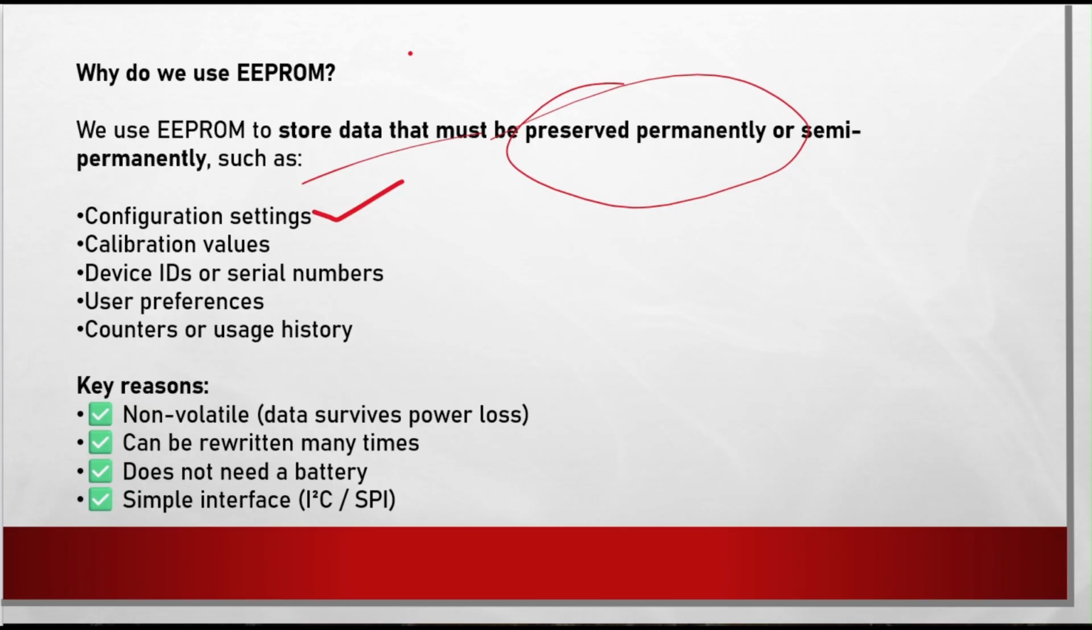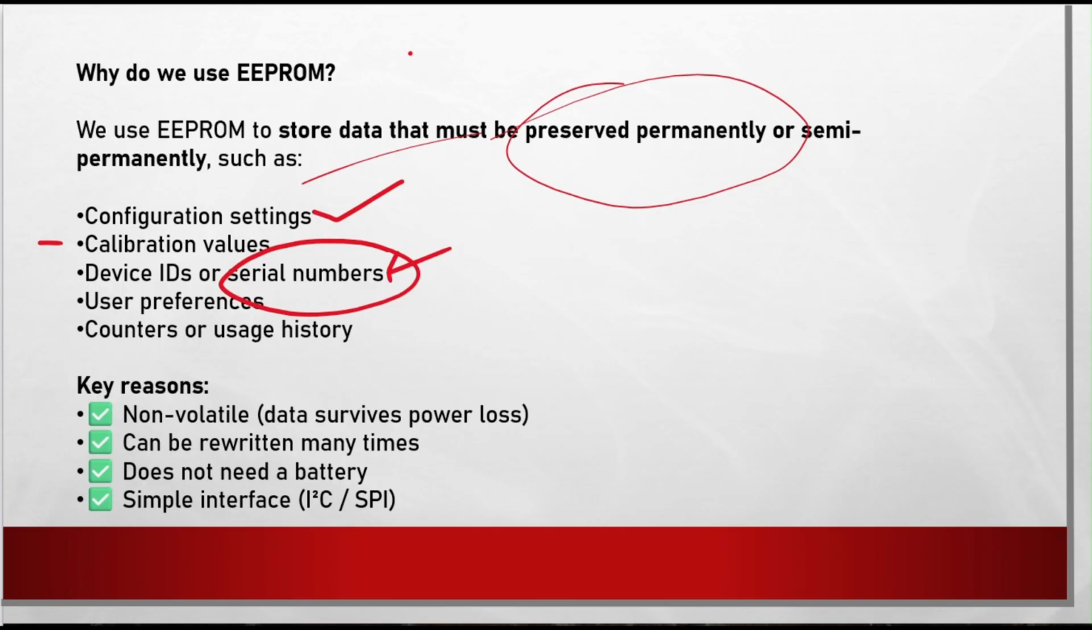in the EEPROM. When the program restarts, the MCU reads that data from the EEPROM and starts working on the basis of it. Also device ID and serial number: to store serial numbers, we use EEPROM. Also user preferences, counters, or usage history. Basically, it is used for calibration values most of the time.